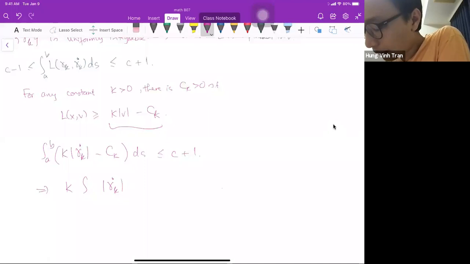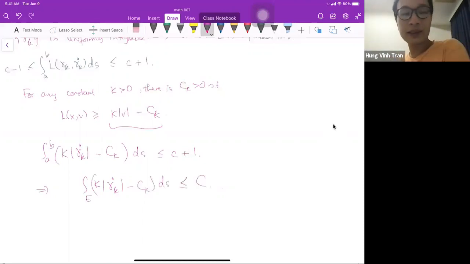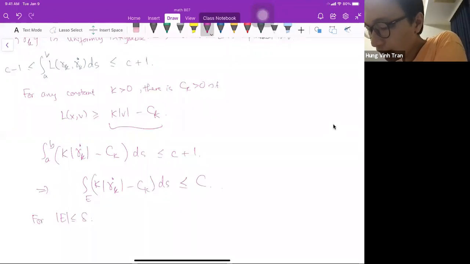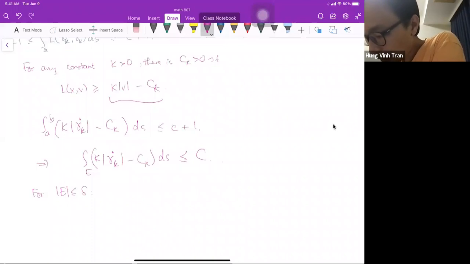Maybe a better way to write this down is this. Okay, so you take the integral on any set E of gamma k dot minus ck ds, and this is still less than a big constant c, right? Because the outside you can just put on the right. And if you then take a set E of measure less than or equal to delta, what do you have? The integral on E of k gamma k dot ds is less than or equal to c plus ck times the measure of E, and this is c plus ck times delta.